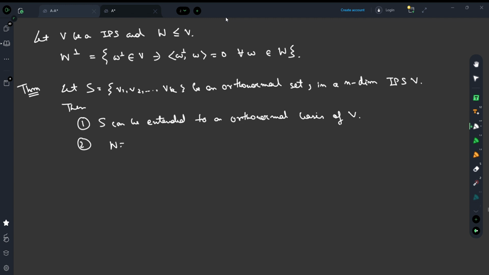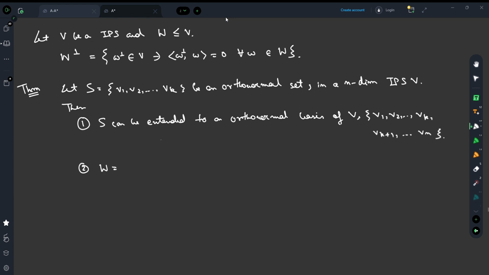Number two, if I choose W to be the span of S, let me fix some symbols in the theorem itself. So S can be extended to an orthonormal basis of V, and let me precisely give the basis as v1, v2 till vk. That is, we are precisely keeping the vectors of S, and we have some extra vectors which we denote as vk+1 till vn, because we will obviously have n vectors since we are talking about a basis of an n dimensional vector space.